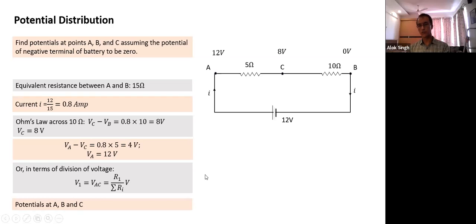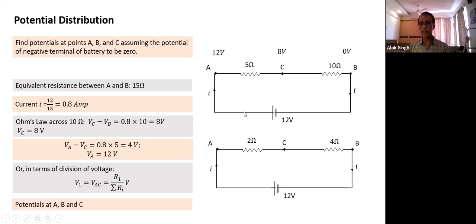So I could have done it either by calculating the current and then calculating the potential drop as I into R. Second, I could have done it directly in terms of division of voltage in case of series resistance. Division or distribution of voltage is in proportion to resistance. Very simple point, I'm repeating it again so that you're absolutely perfect in this.